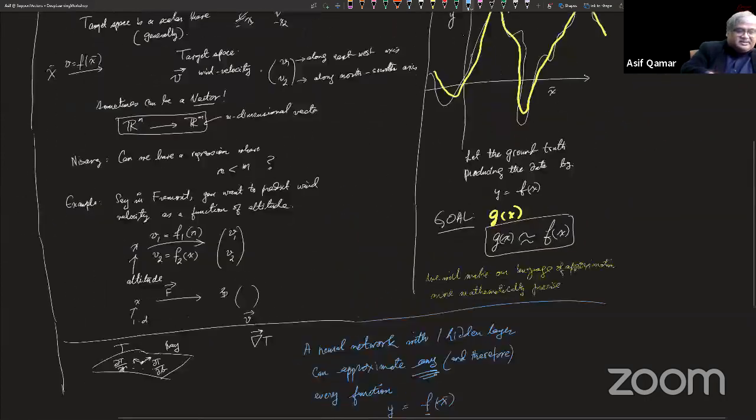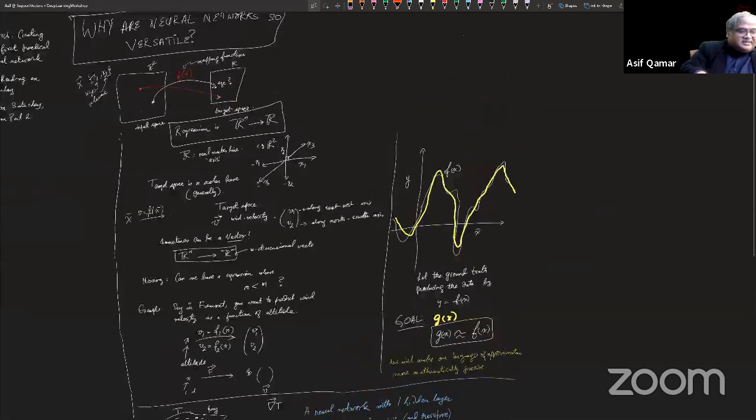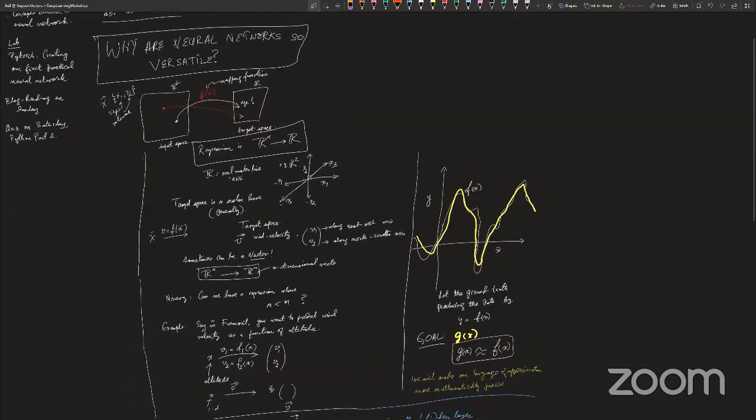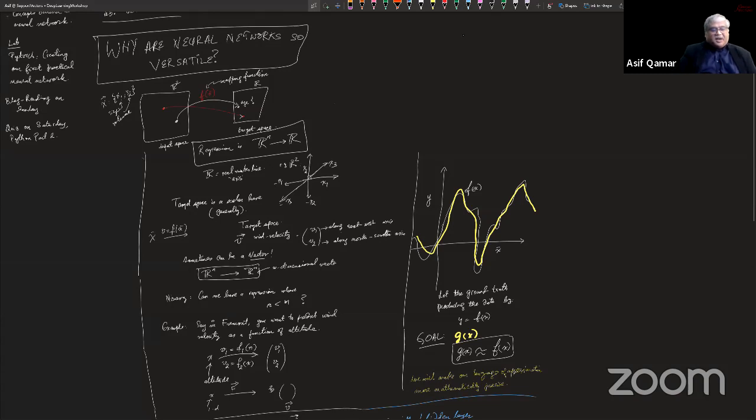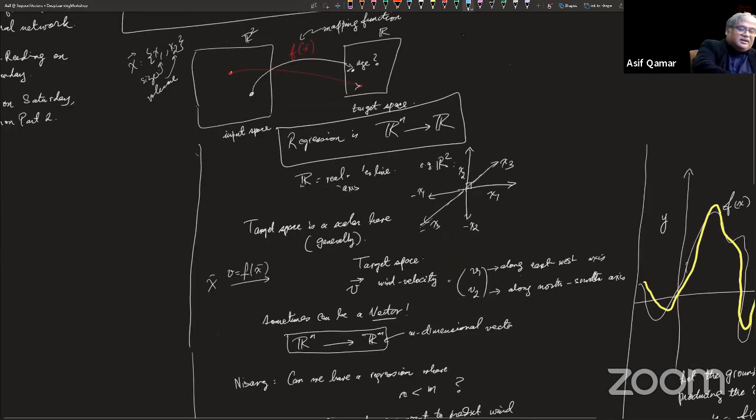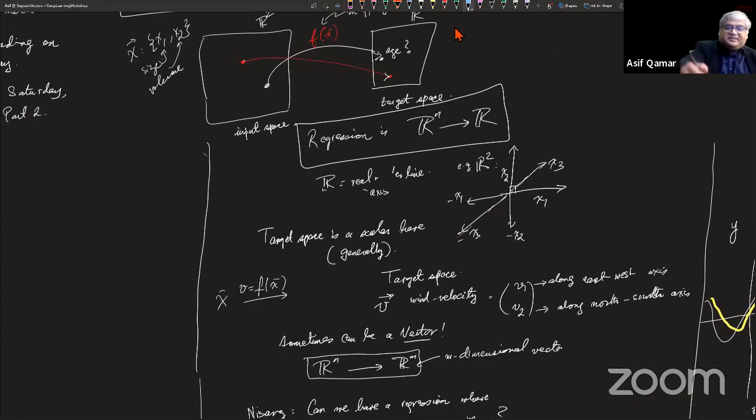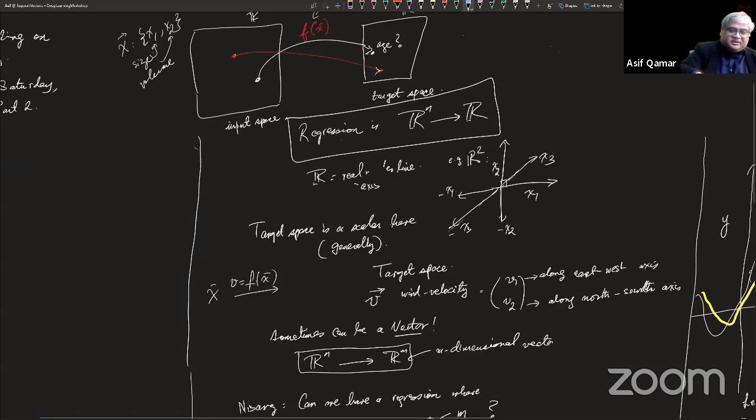So let me just summarize what we just saw. We are saying neural networks are amazingly effective, and we want to understand why they are effective and so versatile. But before we do that, we set up a little bit of mathematical machinery. We realized that regression is nothing but a mapping from an n-dimensional input space to a scalar value. Well, that is not always true. Sometimes it's to a vector field, but we will skip that for now. Keep it simple.